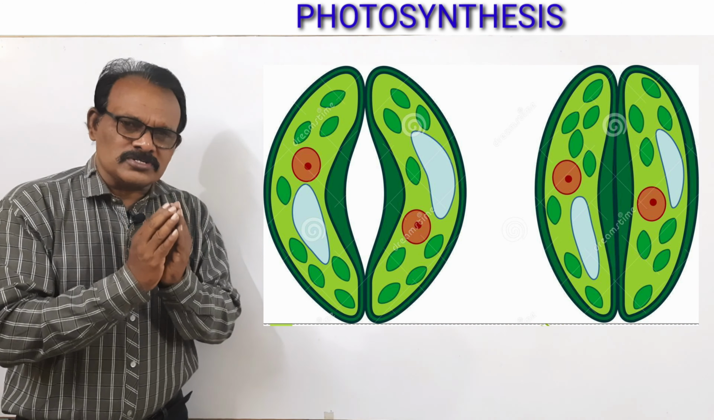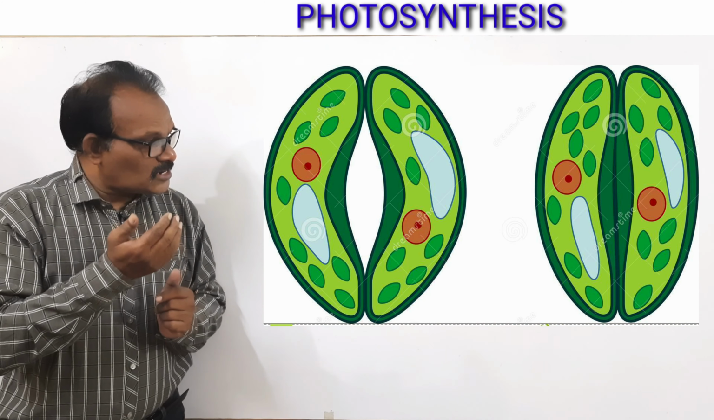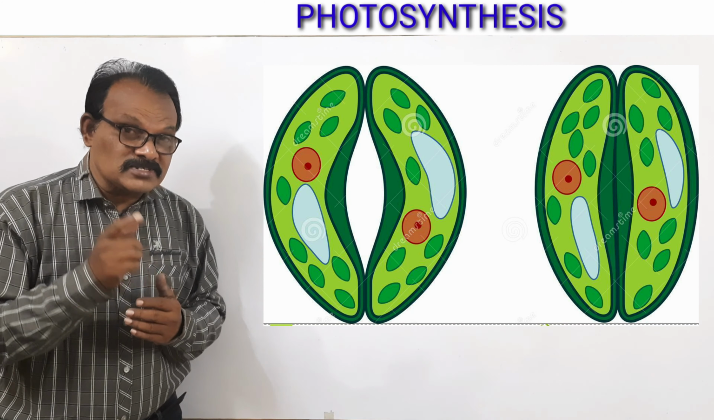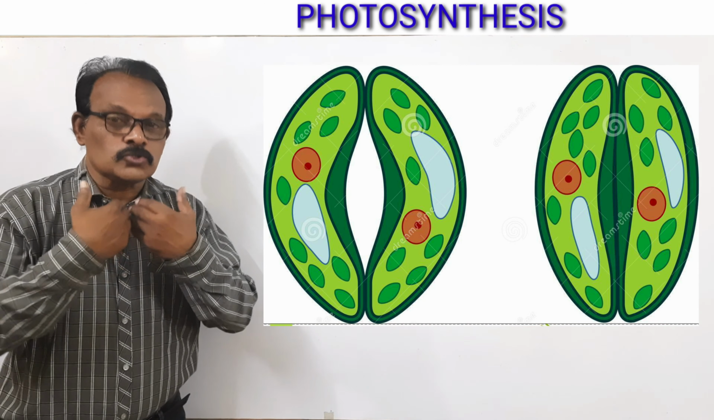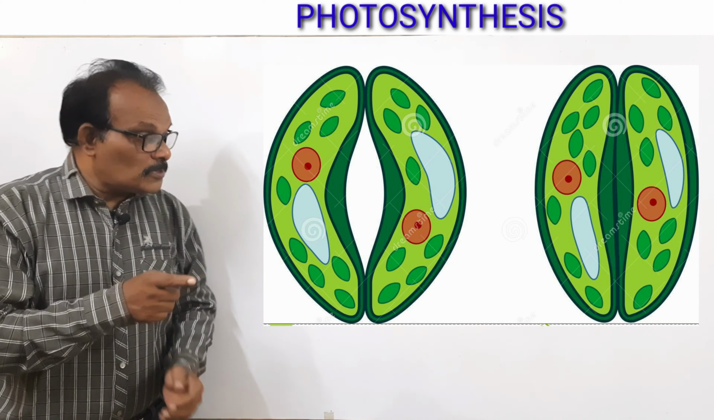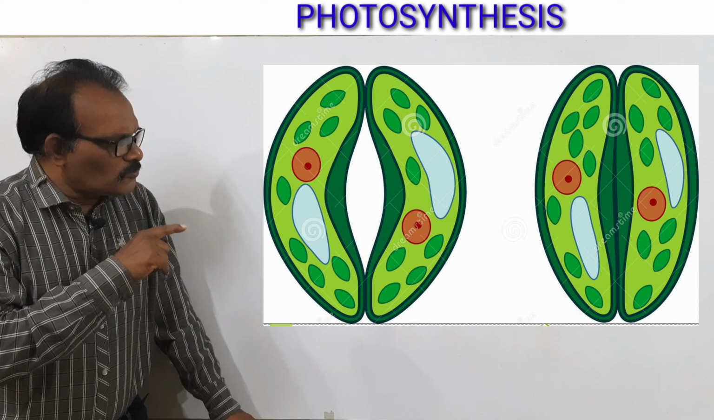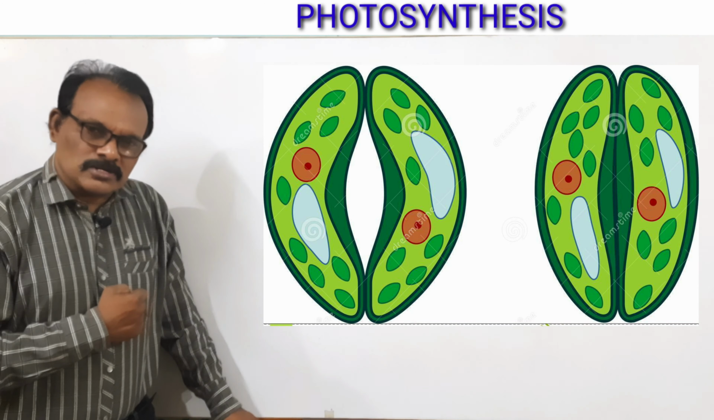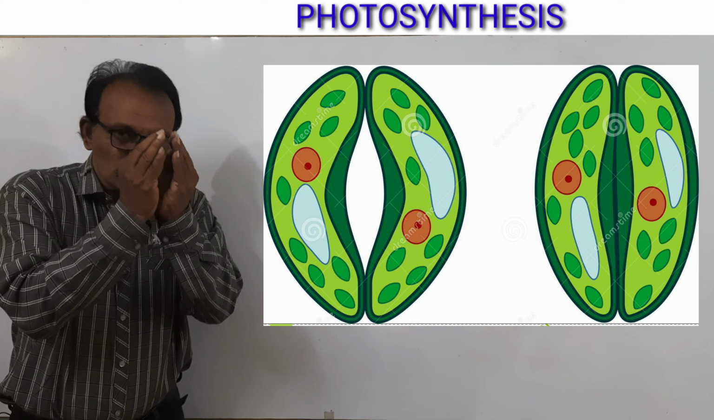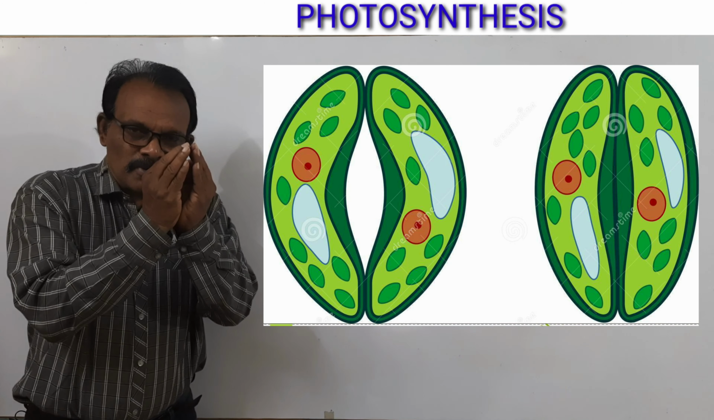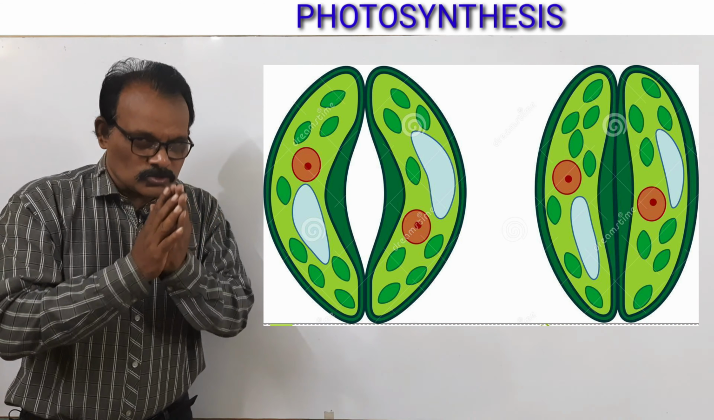Each time it opens and closes, exchange of gases takes place. During photosynthesis, they take in carbon dioxide. Carbon dioxide is the gas which we exhale through our respiration. While breathing, the gas which we take out is carbon dioxide. That carbon dioxide they take in during photosynthesis, and at the end of photosynthesis, they give out oxygen to the atmosphere. So each time the stomata opens and closes, exchange of gases takes place. Carbon dioxide gets in, oxygen goes out.